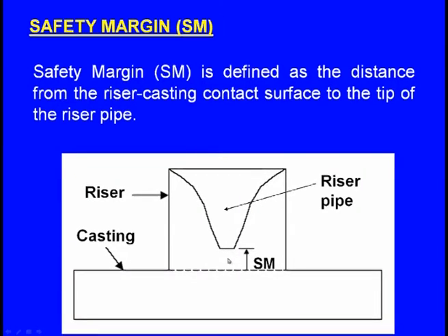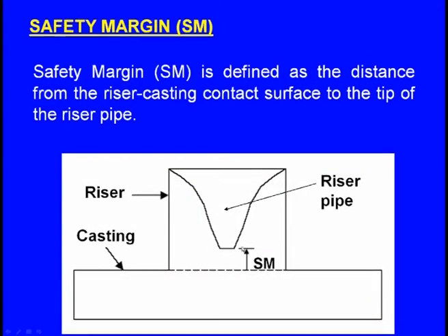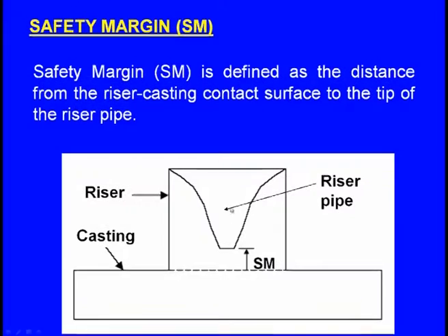On the other hand, if the safety margin is too much, what does it mean? It means that from this riser, only this much length is utilized for feeding the casting. The length from the surface of the casting to here is not involved in feeding the casting. If the safety margin is more and more, that extra length of the riser is not involved in feeding the casting, so it is only waste. So, the safety margin should be minimum. It should not be too much. On the other hand, it should not be zero, because zero means it will be just touching, and it should not be negative.